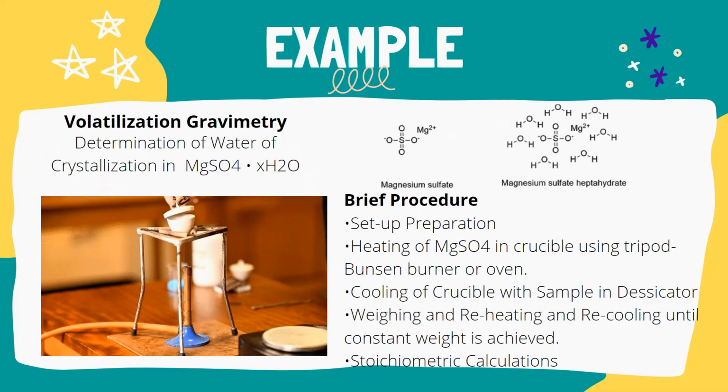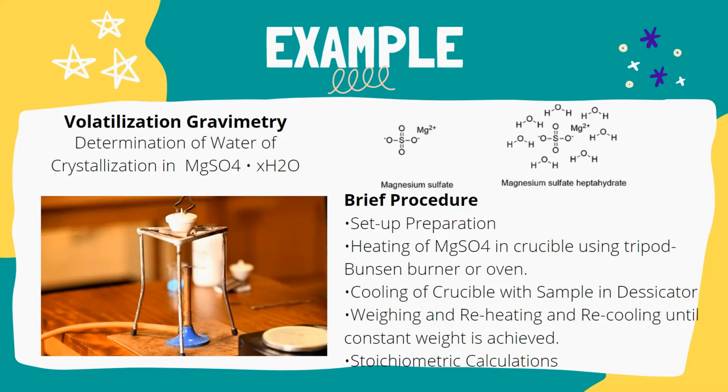As part of this brief procedure, ganito yung mangyayari. You do setup preparation, you do heating of magnesium sulfate in crucible using tripod, Bunsen burner, or oven, just like in the picture, cooling of crucible with sample and desiccator, weighing and reheating and recooling until constant weight is achieved, and then do stoichiometric calculations. Hindi talaga mawawala yung stoichiometric calculations. That's the very backbone of analytical chemistry.